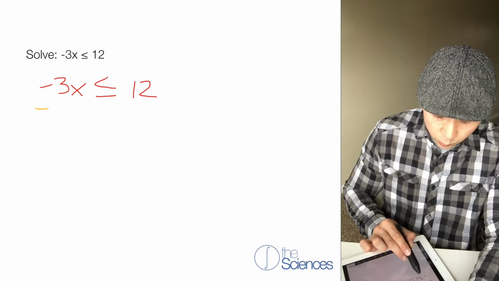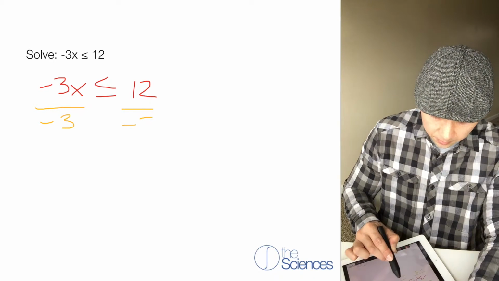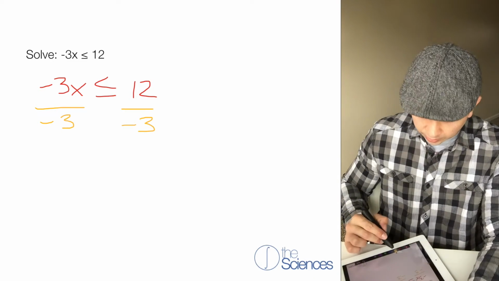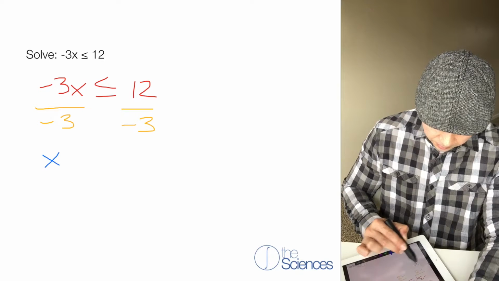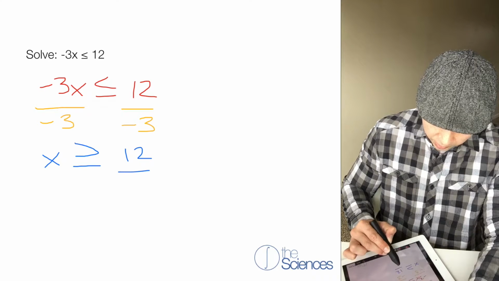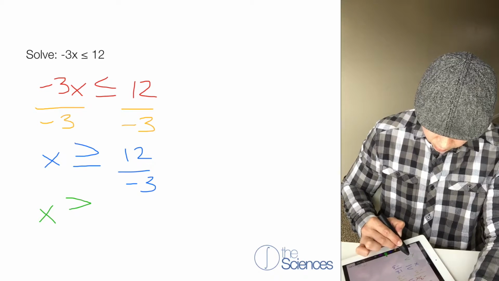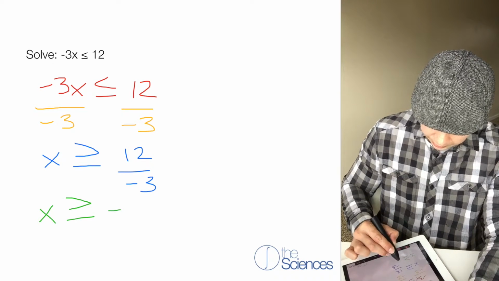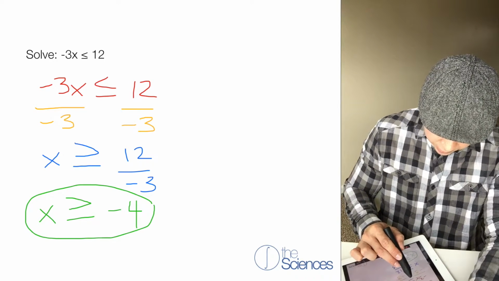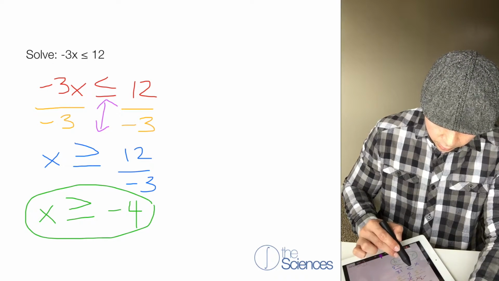Because we're dividing by negative 3 to isolate x on one side, we're going to reverse the direction of the inequality. So now we have x is greater than or equal to 12 divided by negative 3, or x is greater than or equal to negative 4. So that's our answer. Notice how we reversed the direction of the sign from less than to greater than.